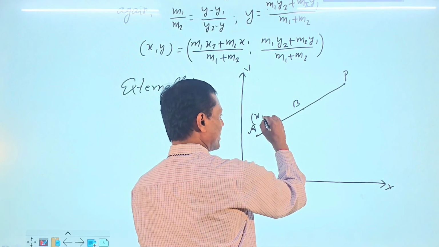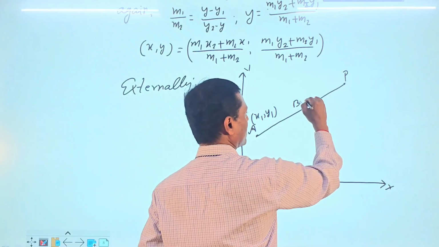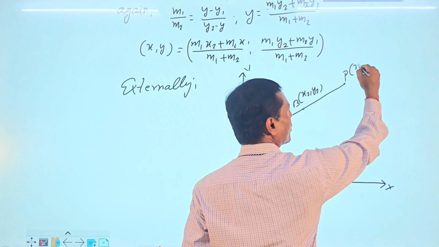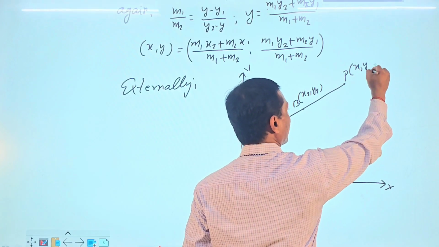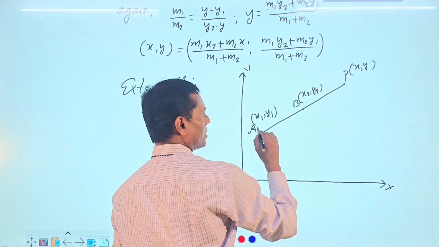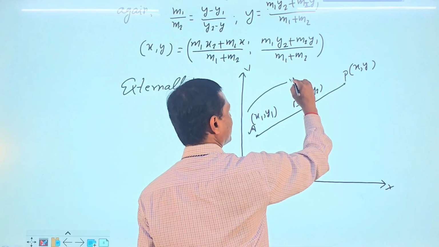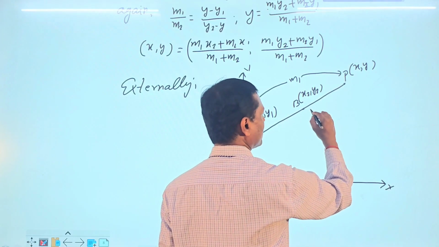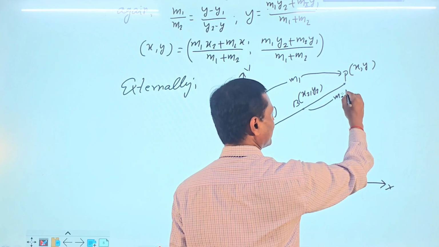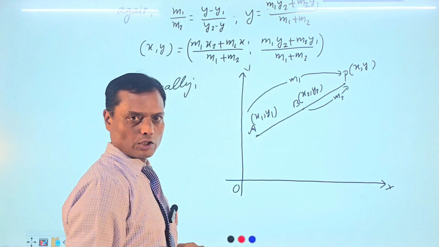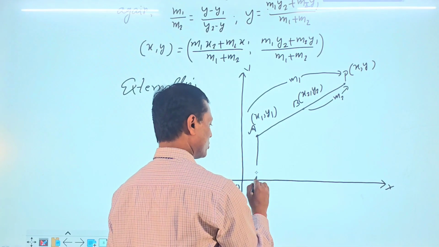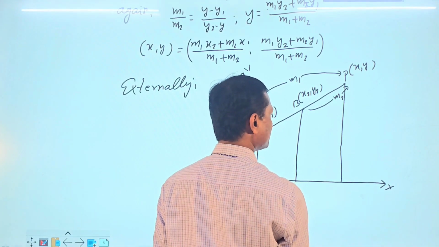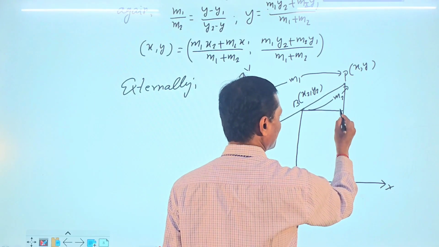Here its coordinates are x1, y1, its coordinates are x2, y2, and the coordinates of the point P are x, y. What you have to understand is that AP, that is m1, see carefully, and BP, that's your m2, that's the ratio. And to find the value, same process, you have to draw the perpendicular, don't forget, like this, from here to here also you have to draw perpendicular.